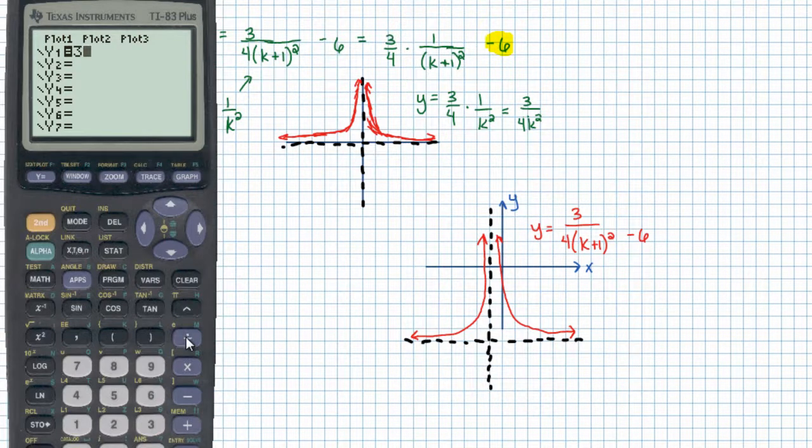The numerator is 3 divided by the denominator. Whenever you have a bunch of stuff going on in the denominator, start a parenthesis. 4 times the quantity x plus 1, quantity squared. So that ends the denominator there. And then minus 6. And I'll zoom standard here. And let's see, I have that.